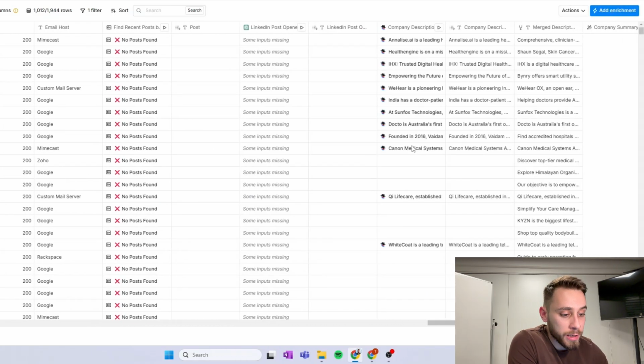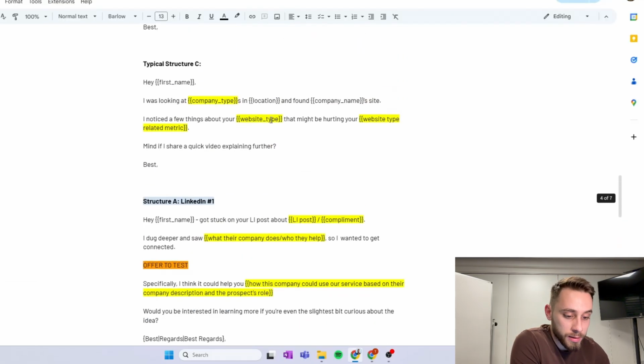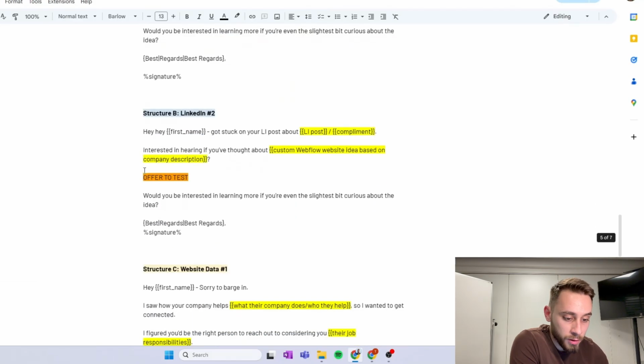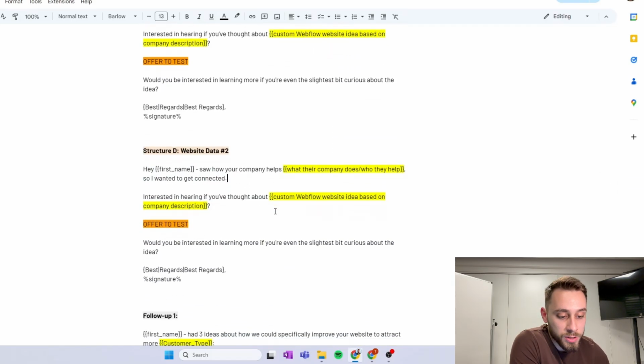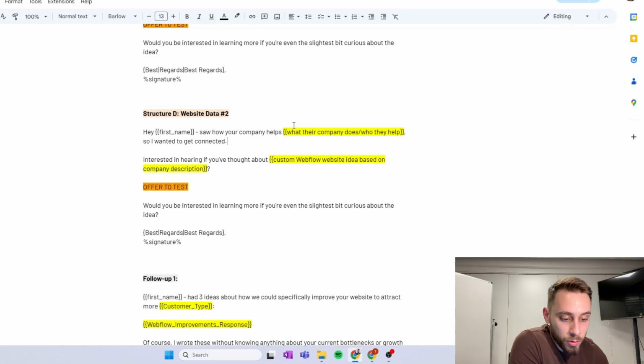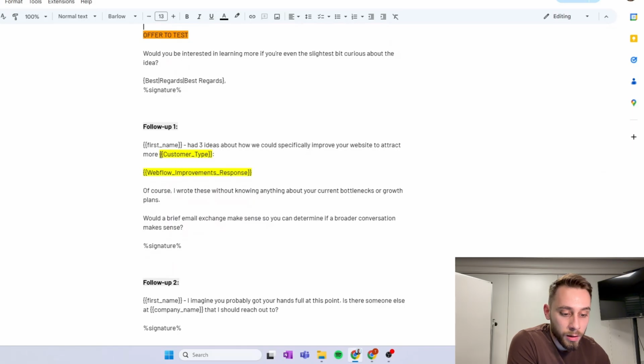In this case, we already launched a campaign that was using the opener that I showed you. So we are going to be using a different opener. In this case, I'm referring to this one that we used. Here we had the LinkedIn data. However, in this scenario, we don't have it. So we're going to be using this structure. I'm going to show you how to do the first one, which is saw how your company helps do this. So I want to get connected. Interested in hearing if you thought about having the custom platform. And then we have the customer type and the 3 ideas.